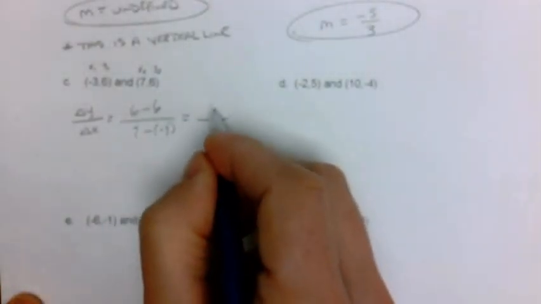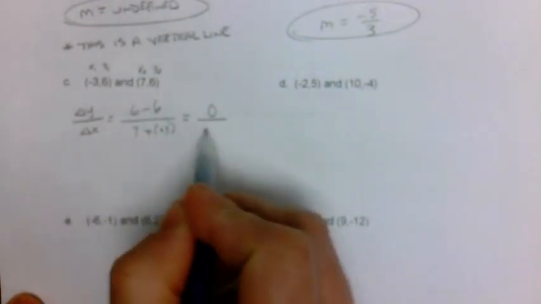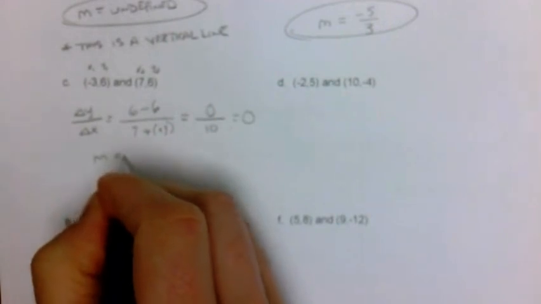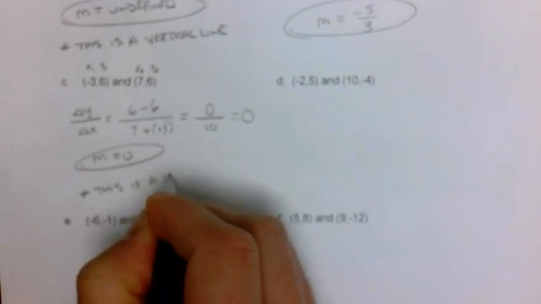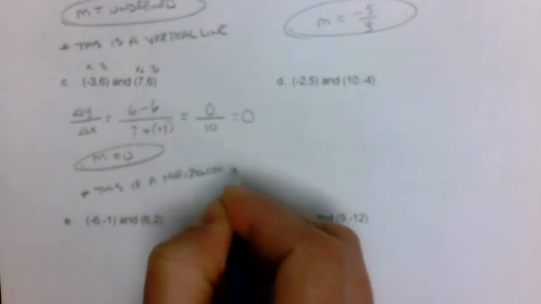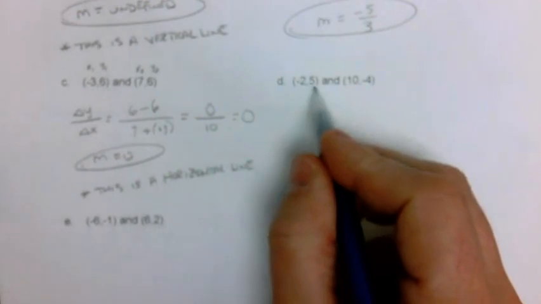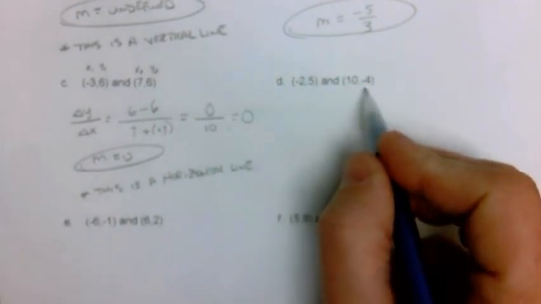Evaluate each of these now. 6 minus 6 is 0. 7 minus negative 3 is the same as 7 plus 3, which is 10. So we get 0 over 10, which is just 0. So the slope here is 0, meaning that this is a horizontal line. Any line that has a slope of 0 will be a horizontal line because there is no vertical change.